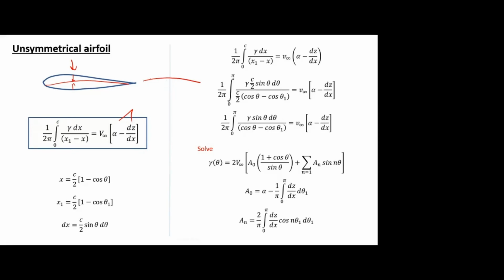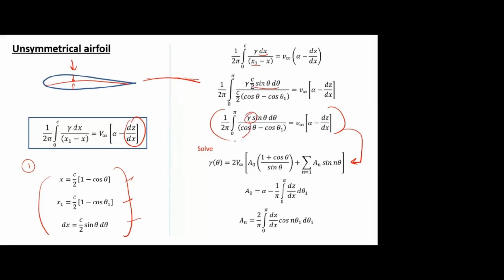So here there will be a dx. There is a slope everywhere. Okay, it is inclined, so this term also we have to take. It is not 0. Then the first step, coordinate transformation using these three equations. So substitute dx is c by 2 sin theta, x is equal to c by 2 (1 minus cos theta).